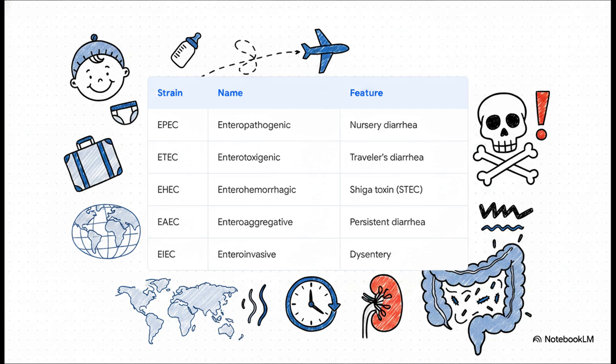EHEC, specifically that O157:H7 strain, is a massive red flag. It produces the Shiga toxin, causes bloody diarrhea, and can lead to a really severe complication called hemolytic uremic syndrome, or HUS for short. Then you've got EAEC causing persistent diarrhea in children, and finally EIEC, which causes dysentery very similar to Shigella. You've got to know these distinctions.